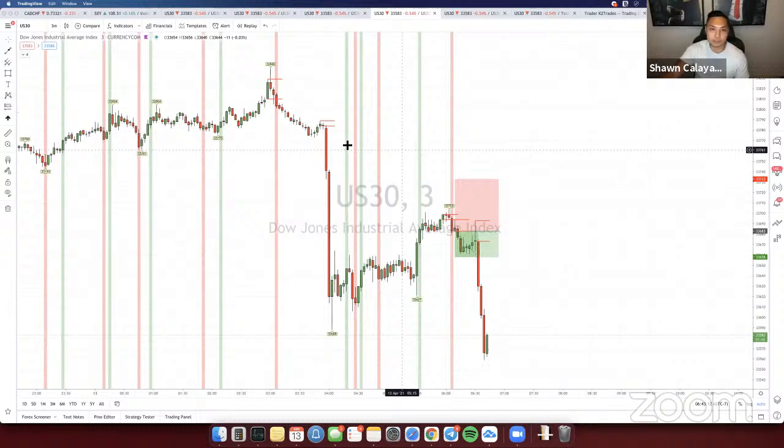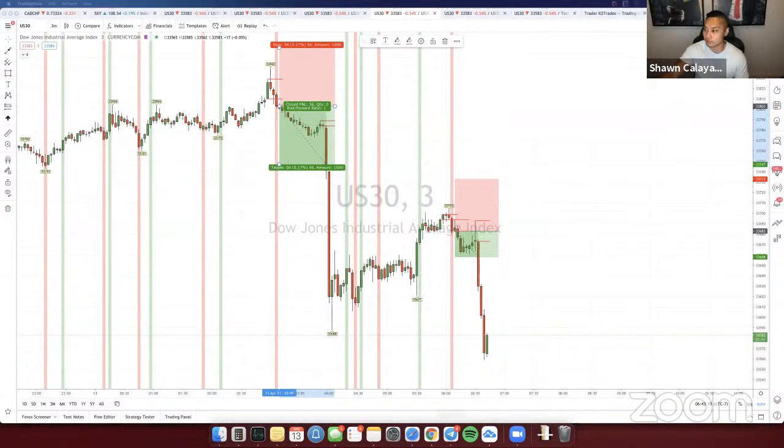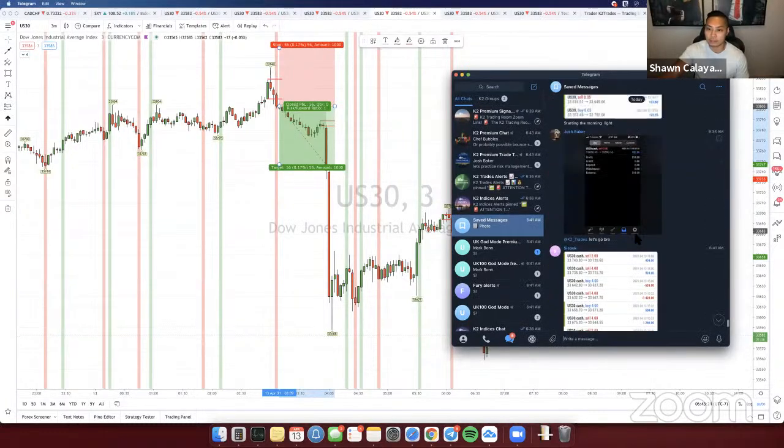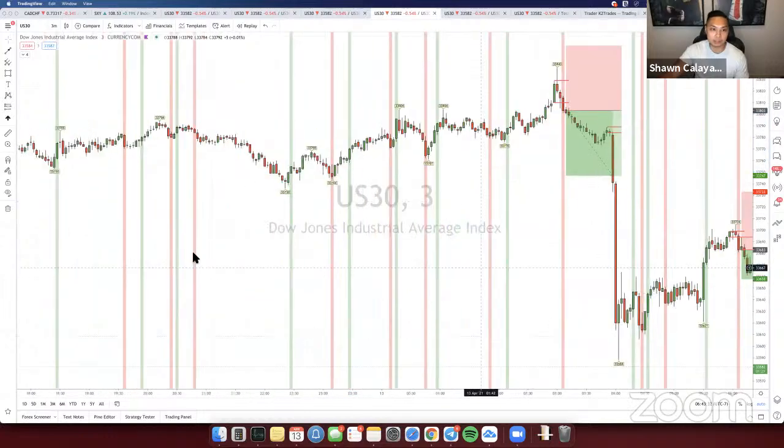There's a couple good entries here that hit. So if you took this one right here, another full TP right there. So if you took these 2 trades here, full TP for this sell and this sell, it's probably what CSIC took over here. Looking at his profits right down here, CSIC took both sells here. He made about 1,266 and another sell for 1,258. So it looks like he probably took these 2 sells right here.